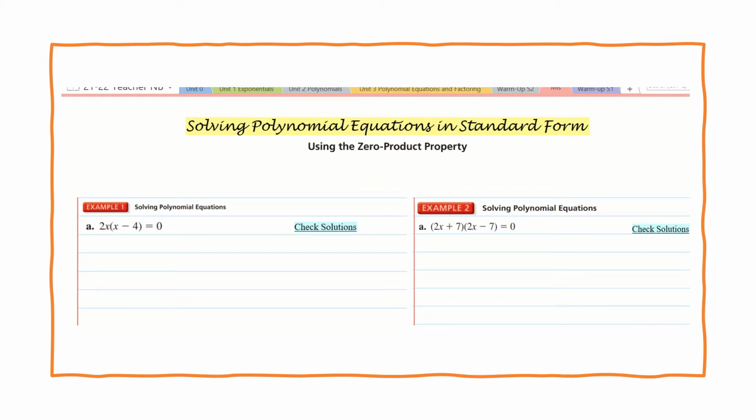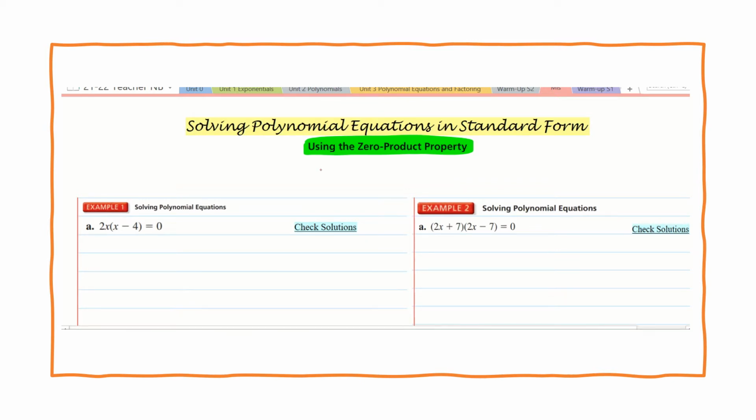Today's lesson will be solving polynomial equations when they're in factor form, as you can see in the two examples that are provided here. So when we're solving polynomial equations, we're going to be using the zero product property. So let's go ahead and explain what that means.